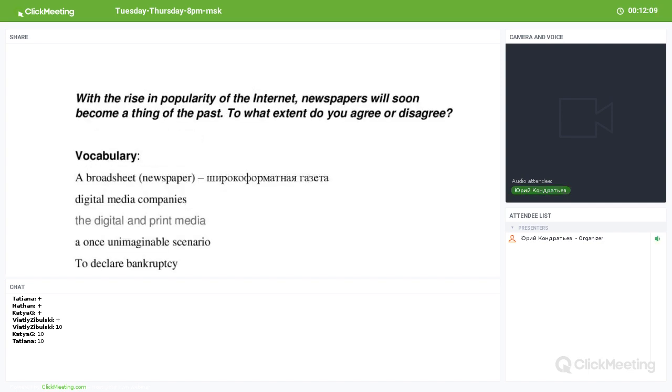So the topic that we're going to deal with today is the following. With the rise in popularity of the internet, newspapers will soon become a thing of the past. To what extent do you agree or disagree? So this is what we're going to write about.